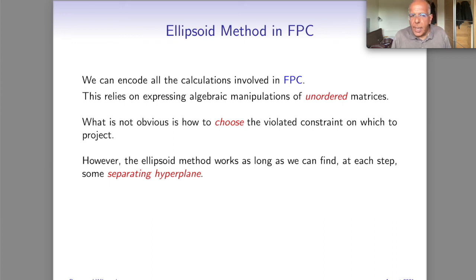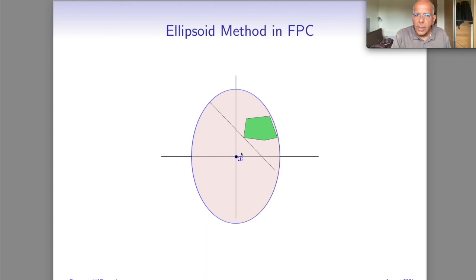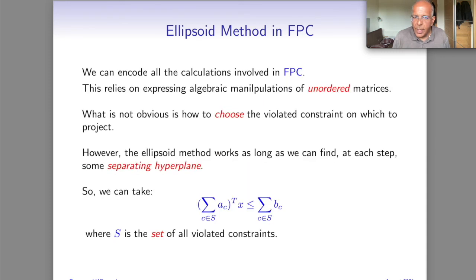But the point is that the ellipsoid method works as long as we can find, at each step, we don't have to choose one of the constraints. We just need to choose some separating hyperplane. In other words, something which touches the polytope and such that this x is on the other side of the separating hyperplane from the polytope. So choosing one constraint was just one way of achieving that. Actually, any separating hyperplane will do. And so in particular, what we can do is simply take the set of all violated constraints and add them up.